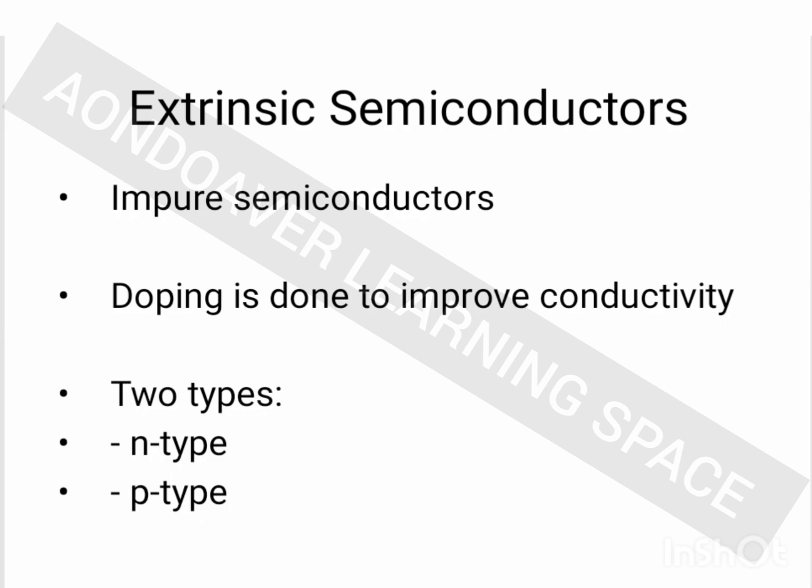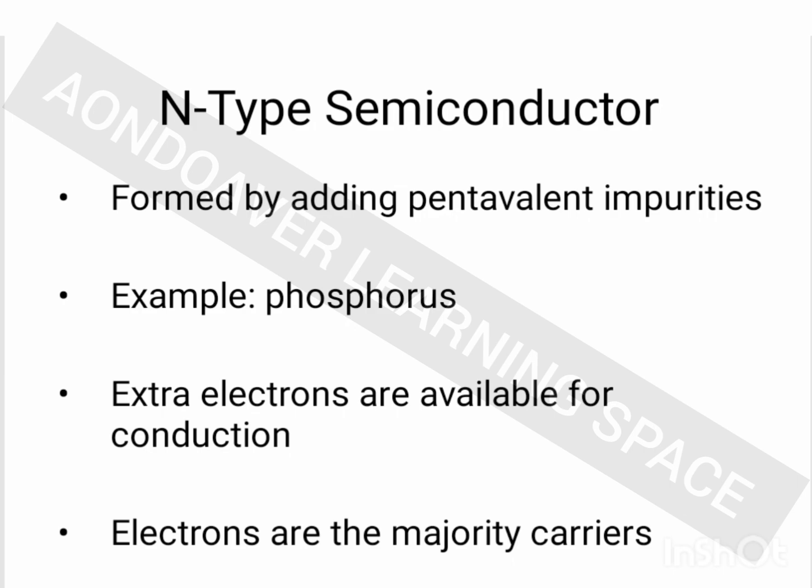We have the extrinsic semiconductors. These are impure semiconductors. Their doping is done to improve conductivity. They are of two types. We have the N type and the P type. So these impure semiconductors, we add other material in order to enhance their conductivity. The process of adding these materials that are not pure semiconductors is known as doping.